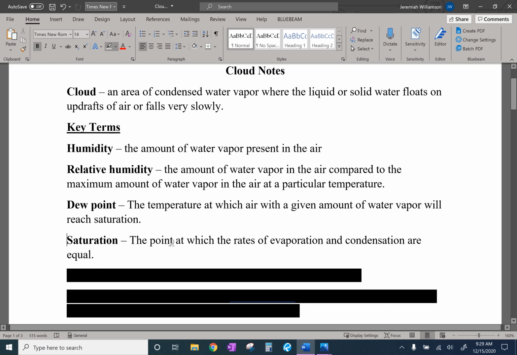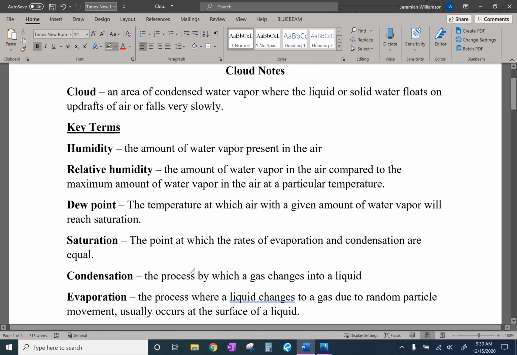Next term is saturation. You may have noticed this word is in dew point, so we want to define what saturation is, and this is the point at which the rates of evaporation and condensation are equal. Probably going on to the next two terms will help you understand this definition, because they are condensation and evaporation. Hopefully by now you know condensation is when a gas changes to a liquid. What you do to change a gas to a liquid is cool it down. You take energy out of it. And when you do that, it starts to get closer together.